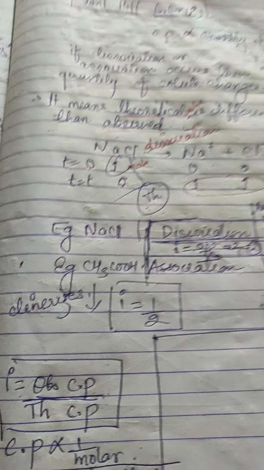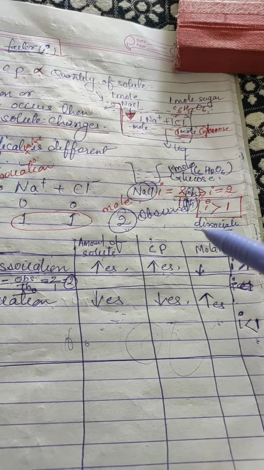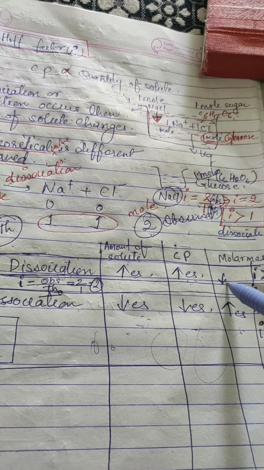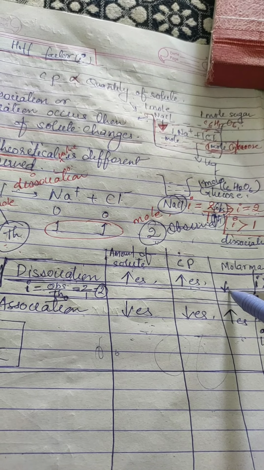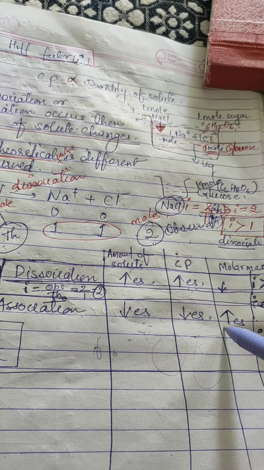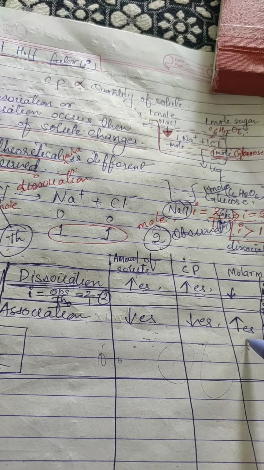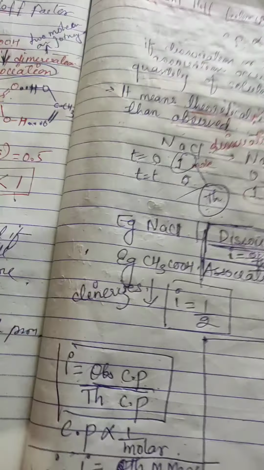As I told you, molar mass is happening what? When colligative property increases, molar mass will decrease. As the splitting of molecule is there, so molar mass decreases, and here joining of molecule is there, so molar mass increases. So obviously you can see it is inversely proportional to the molar mass.